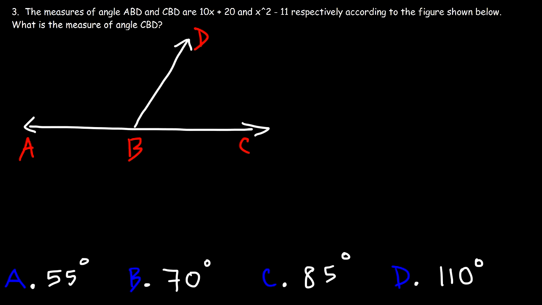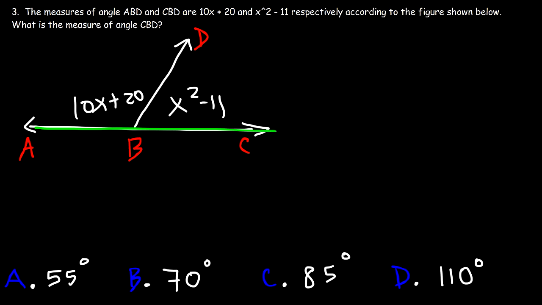Number 3. The measures of angle ABD and CBD are 10x plus 20 and x squared minus 11 respectively, according to the figure shown below. What is the measure of angle CBD? So go ahead and try that problem. So angle ABD, that's given to us, that's 10x plus 20. And angle CBD is equal to x squared minus 11.